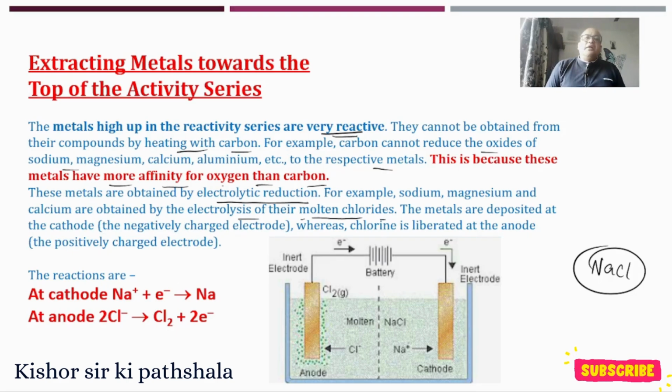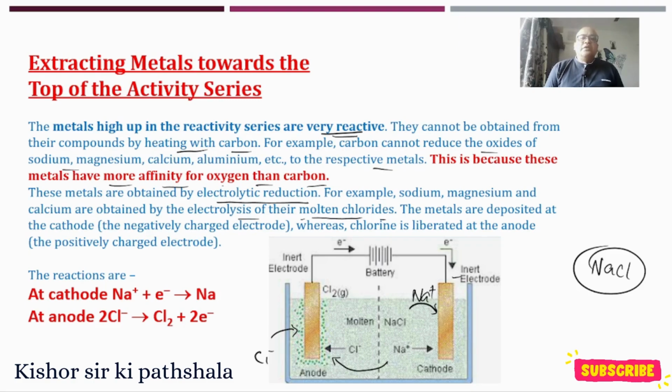The metal is deposited at the cathode. Cathode is a negatively charged electrode, we all know. Chlorine is liberated at the anode, and sodium is deposited at the cathode. Here you see sodium getting deposited at the cathode.